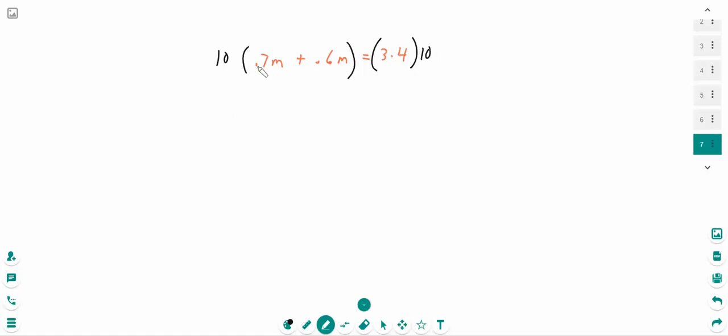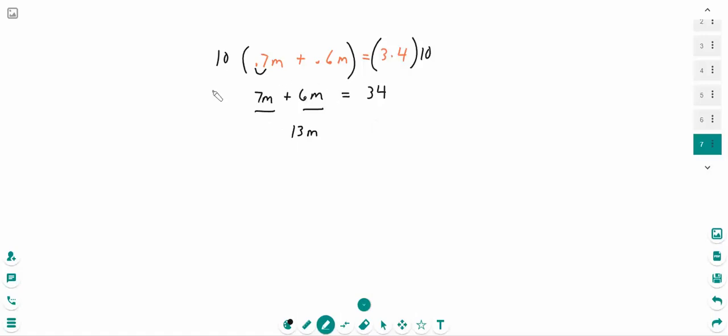So 10 times 0.7, we move it once. We have a 7m. Plus 10 times 0.6 is going to be a 6m. Equals the 3.4 times 10. Well, we move it once again. We get 34, right? Oh, this is looking nice and easy at this point. 7m plus 6m. Now, notice these are like terms, right? So we can combine these. 7m plus 6m, we add the coefficients, 13m.